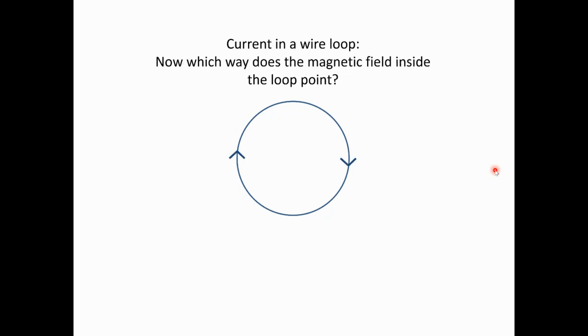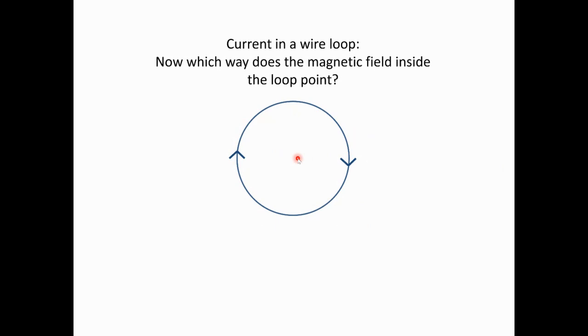Try this one. I just reversed the loop. You probably already know what the answer is, but make sure that you can work it out with your right hand. So it's the same loop of wire in the plane of the screen. Now the current is going clockwise. Inside, the magnetic field points inward.